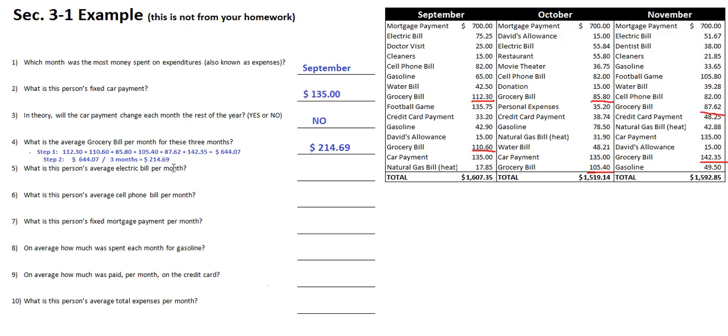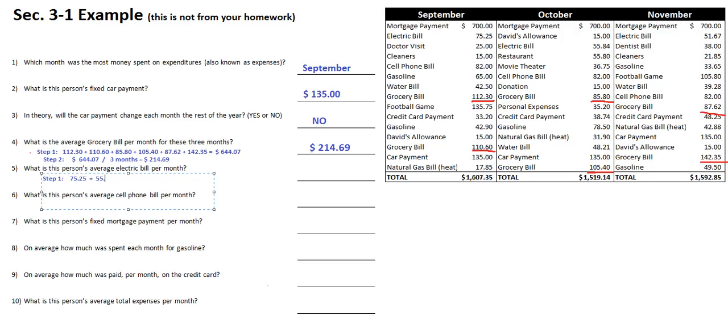Now, whenever you go to number 5 and number 6, you're going to basically do the same thing, but for number 5, you're going to do 2 steps, and you're just going to find the electric bill. And how many times did you pay the electric bill? 1 time a month. So, you add them up again. So I'm going to go over to my chart over there. I'm going to find the electric bill for the month of September, and it's $75.25.